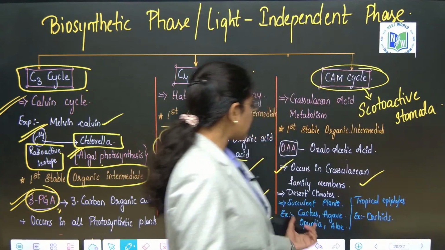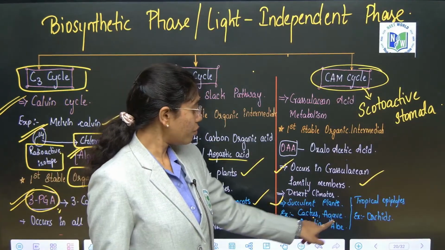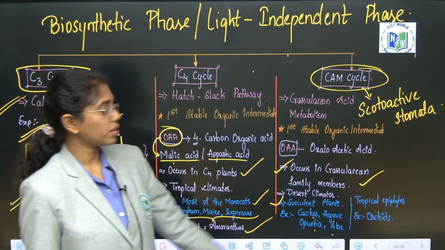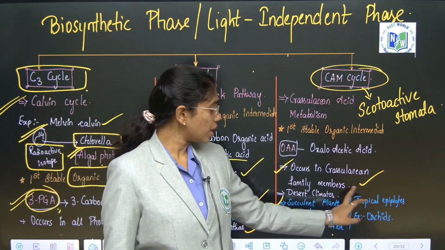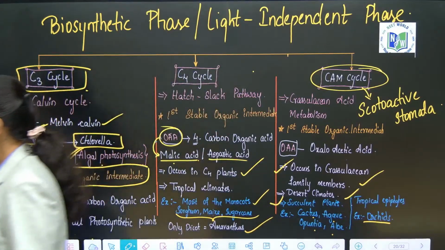Fine, right. Examples you see, succulent plants include cactus, agave, opuntia and aloe vera. These are the examples of succulent plants. This CAM cycle is also seen in few tropical epiphytes like orchids. Clear, right? Any doubt anywhere?